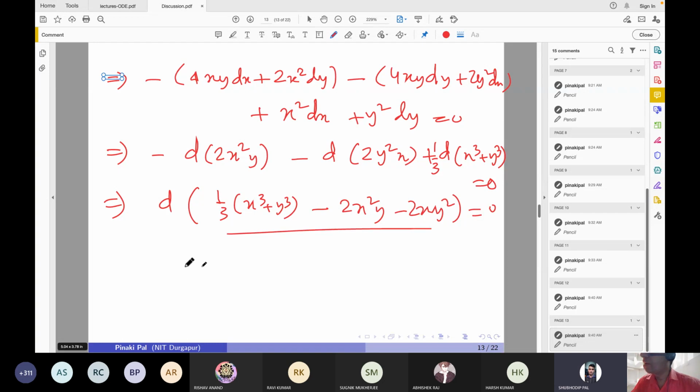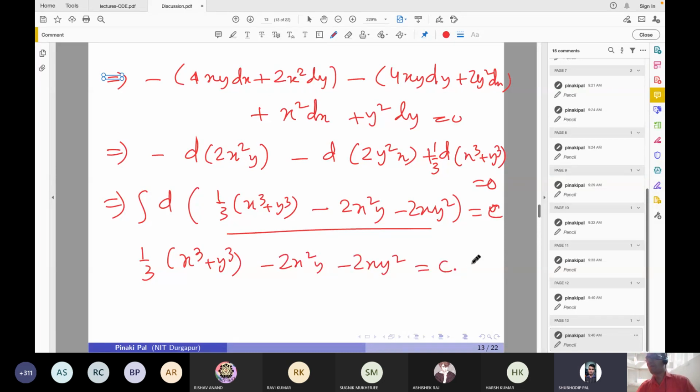So this is your u. And what is the solution? Integrating, you will get 1/3 x cube plus y cube minus 2x square y minus 2xy square equal to c. This is the solution. And if it is an exact differential equation, you know a priori that del M del y is equal to del N del x, then you can boldly go ahead and express the differentials in this form, du is equal to 0, and then you integrate and get the solution in the form u is equal to c.